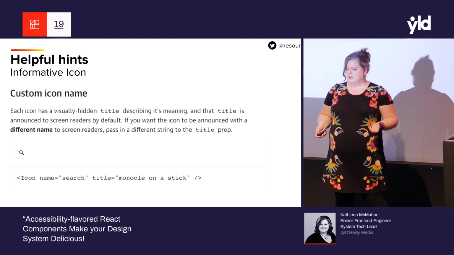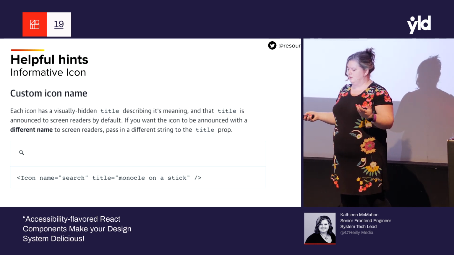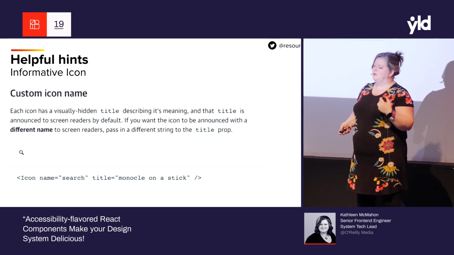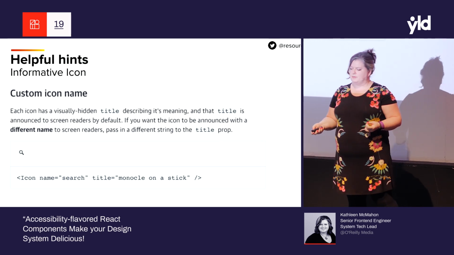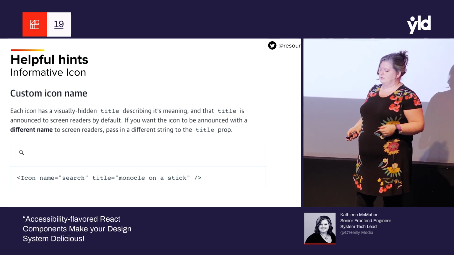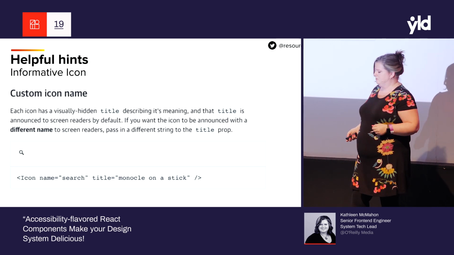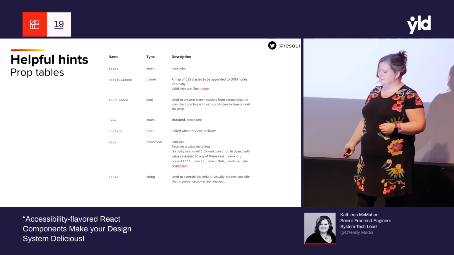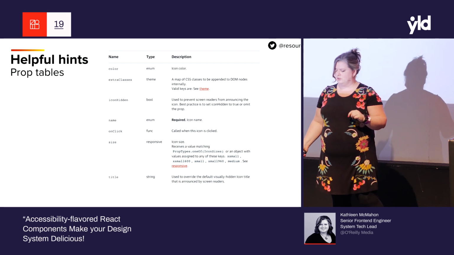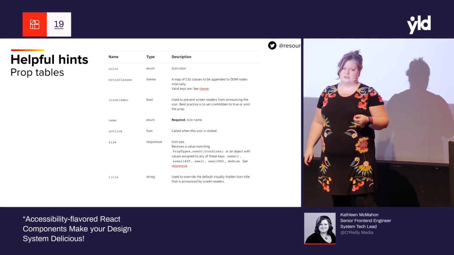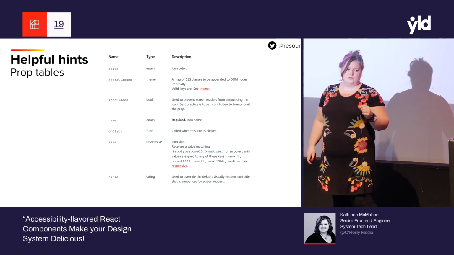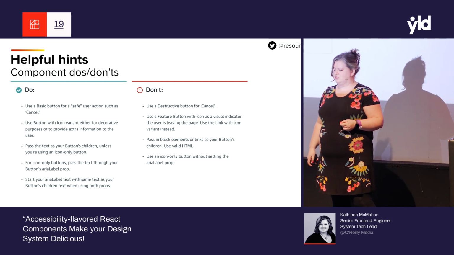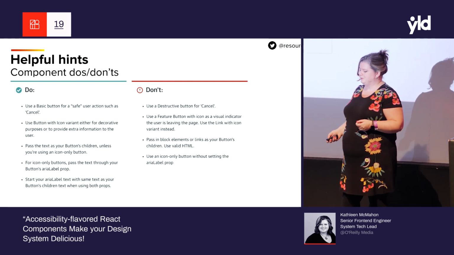Make sure you're adding helpful hints to your documentation. Wow, I'm faster than I thought. This is awesome. So make sure you give instructions on how to properly implement a component. So here is instructions on how you can implement the props for an informative icon versus a decorative icon. Make sure you're adding those props tables to your components. Give those developers a context of what the prop is for and what it does and whether it's required. And always, those component do's and don'ts are essential for your developers.